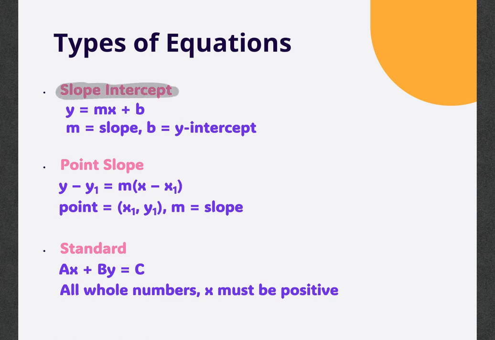The 3 types of equations that you'll use when you're dealing with lines are the slope-intercept, which is y equals mx plus b. M is your slope and b is your y-intercept. If it asks you for the actual intercept, you put it in coordinate point form, so it would be (0, b).